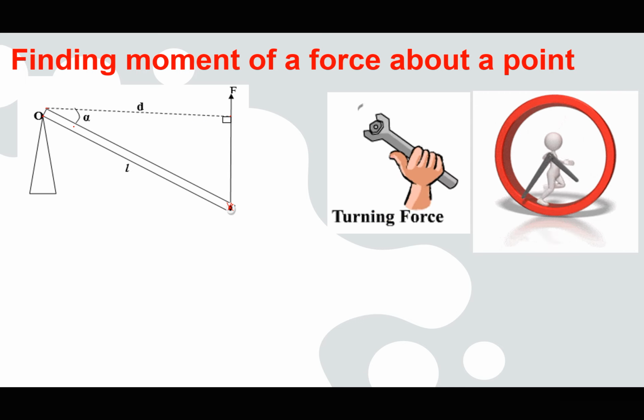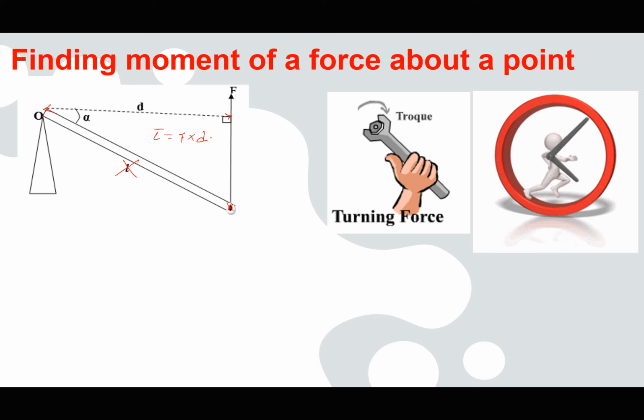I want you to note that for moment of a force, we consider the force times the perpendicular distance, and I've said this is the length of the line which makes 90 degrees from the pivot to the force. It makes 90 degrees with the force from the pivot. So this is going to be the perpendicular distance. L will not be the perpendicular distance. So in this case, the moment of the force will be F times D.